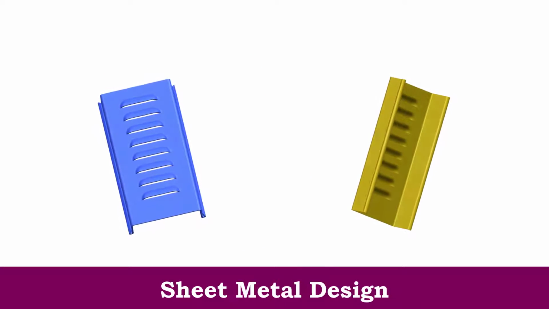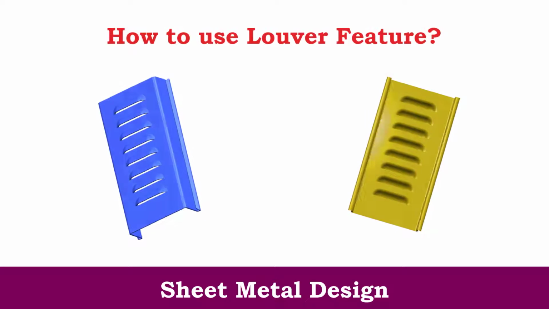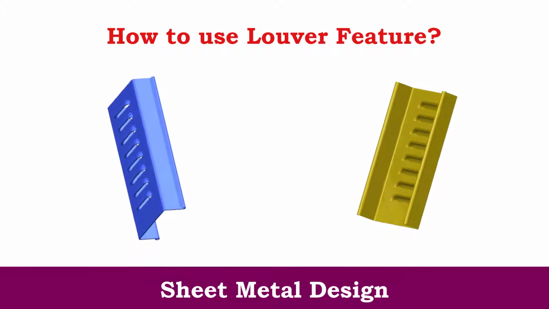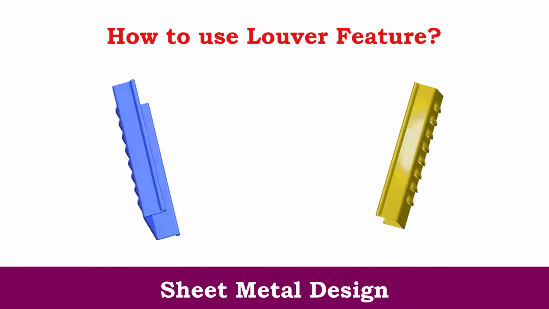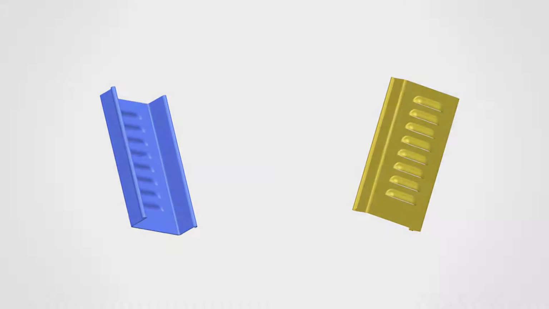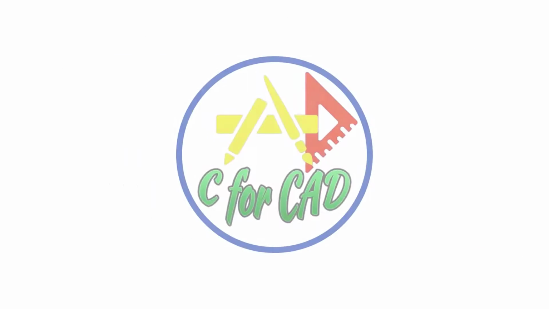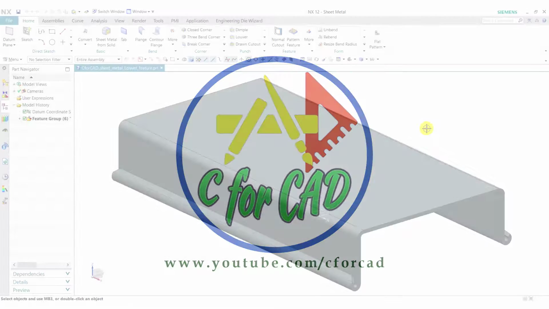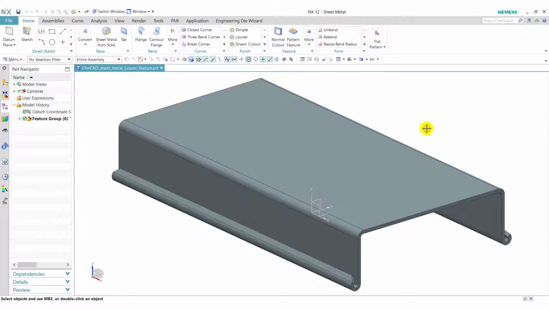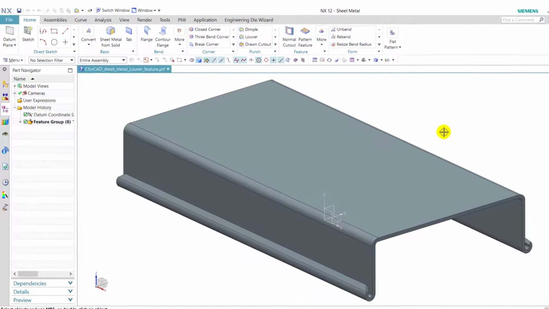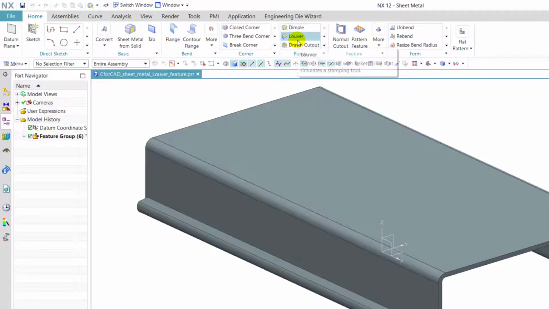In this video, we are going to see how to use the louver feature of sheet metal design in NX Unigraphics. So let's get started. The objective of this feature is to create a ventilation slot in a sheet metal part. It is located in the Home tab in the Punch group.